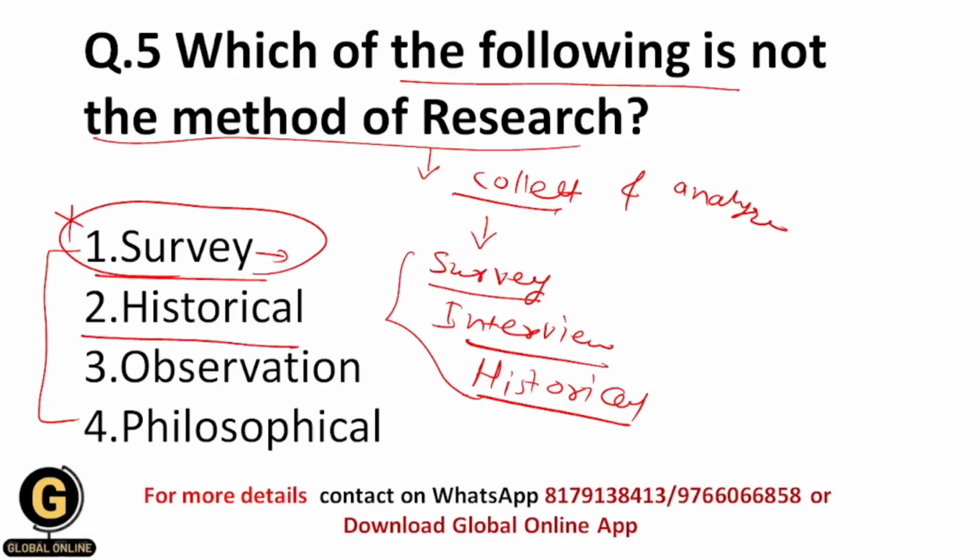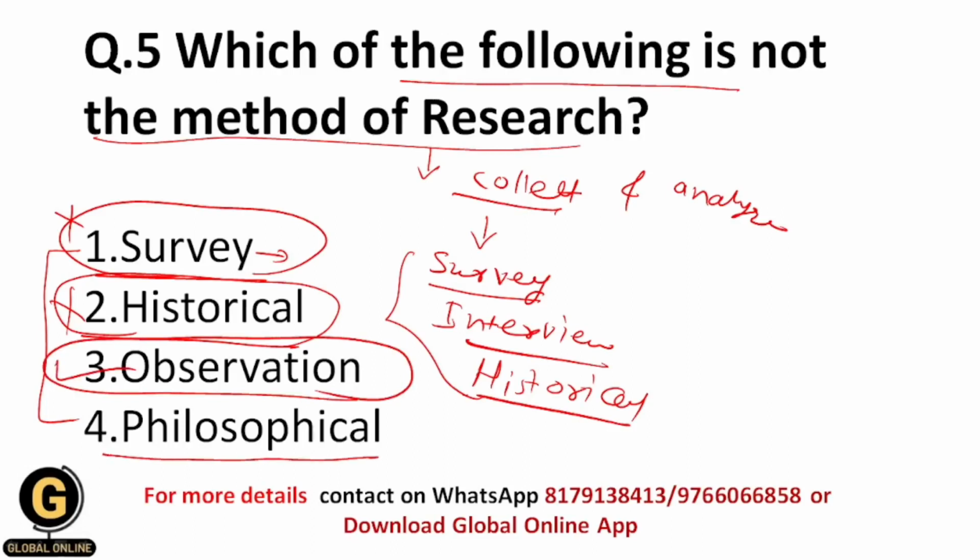So by the historical method of research, you will get to know about past events, and based on those events you will assume your present and future, so this is also eliminated. Third is observation. Observation is one of the steps of research. It is not a method of research. So this is the correct answer to this question.